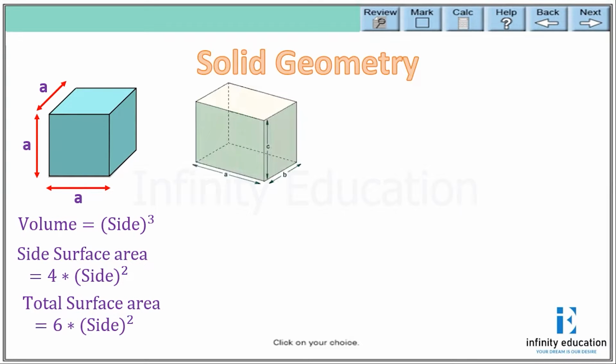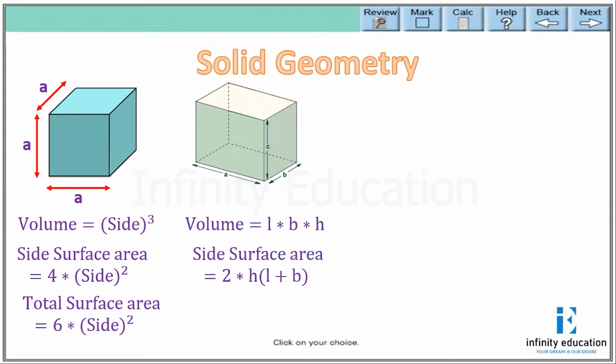So the next figure is a cuboid, where all the three sides are different. It is mentioned as A, B, and C. Sometimes we can consider that as L, W, and H, L being the length, B being the breadth, or W being the width, and H being the height. So the volume we are having as L into B into H. The side surface area should be 2 into H into (L plus B), and total surface area should be 2 into (LB plus BH plus HL).